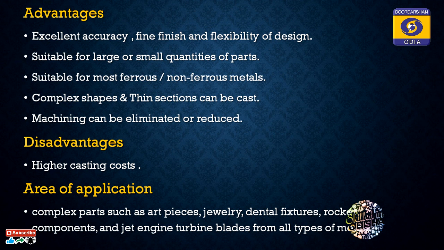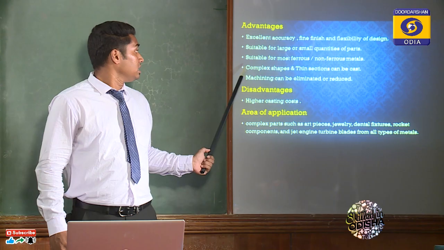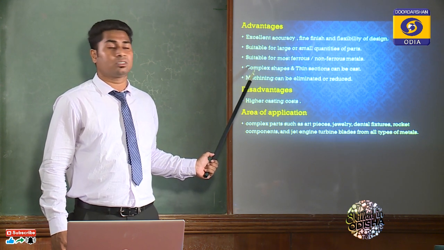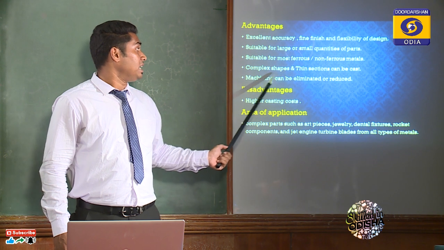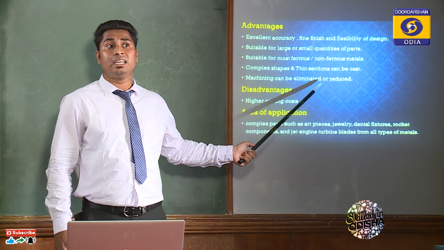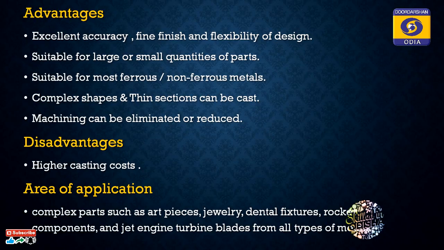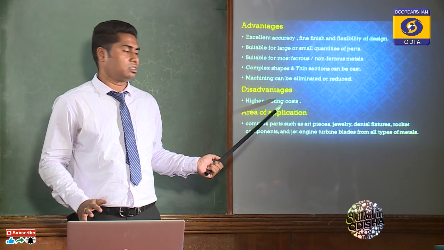This process can be used to produce complex shapes and thin sections can be cast. This line is very important and it may come in your exam also. This process is used to produce very complex and intricate products. Machining can be eliminated or reduced because we can achieve very good tolerance in this casting process. The disadvantage of this casting process is it is a very costly process, higher costs. This is the only disadvantage of this casting process.